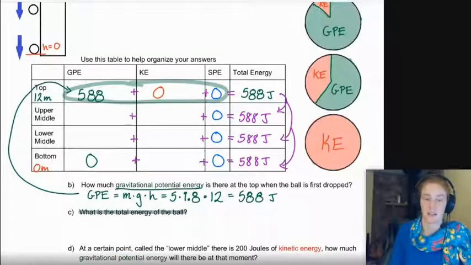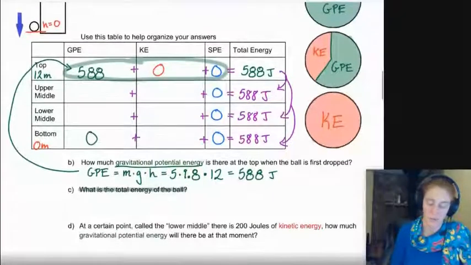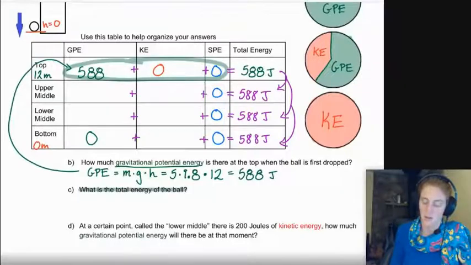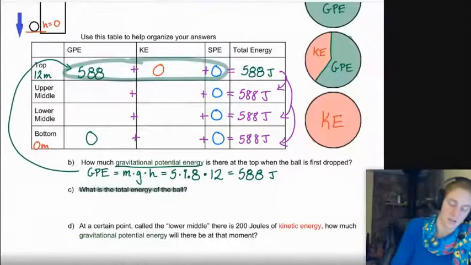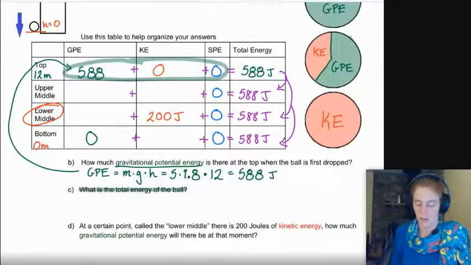Now, the next thing I'm going to read is the next question, which says, at a certain point called the lower middle, there is 200 joules of kinetic energy. So I'm going to write this in. Here's my lower middle. There are 200 joules of kinetic energy. How much gravitational potential energy will there be at that moment?